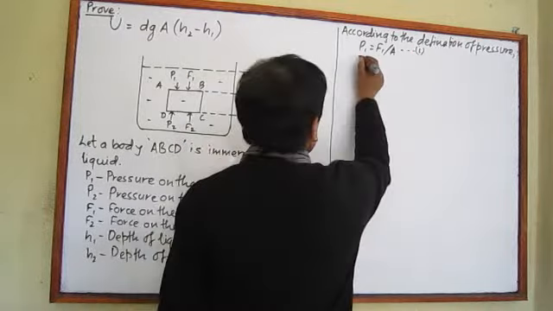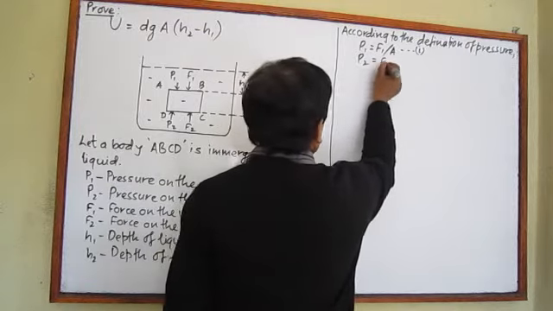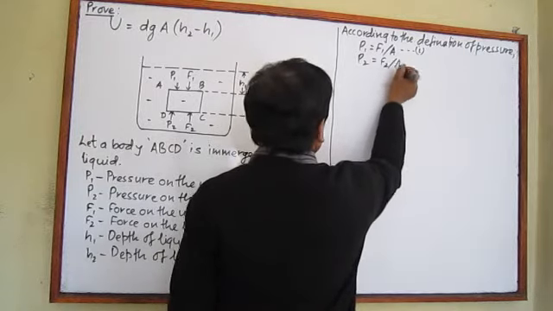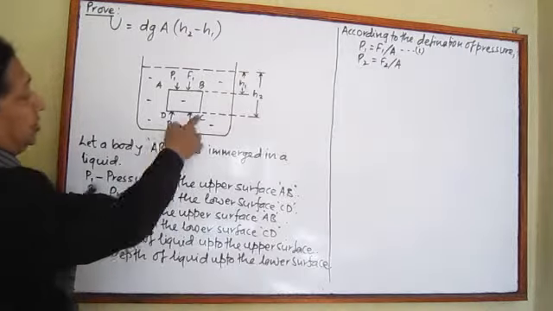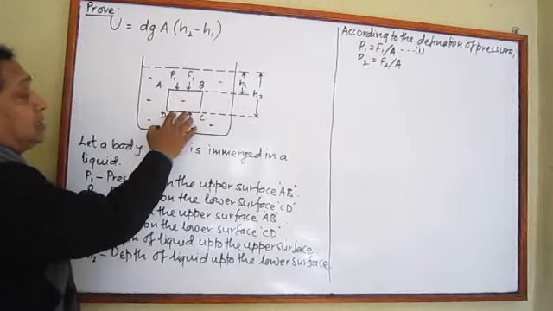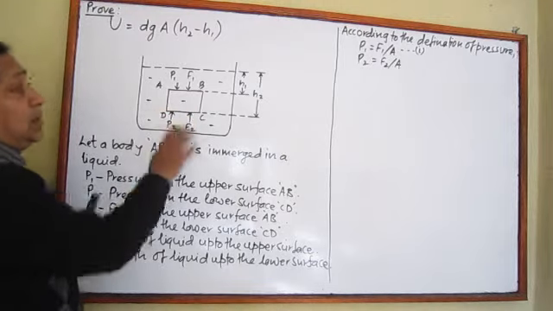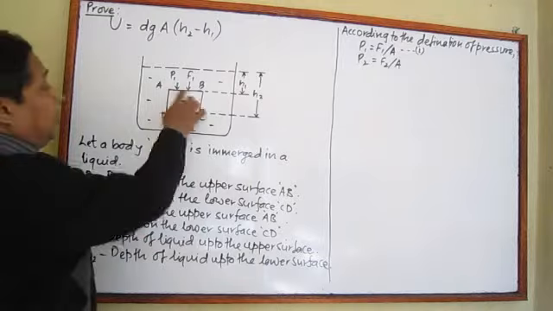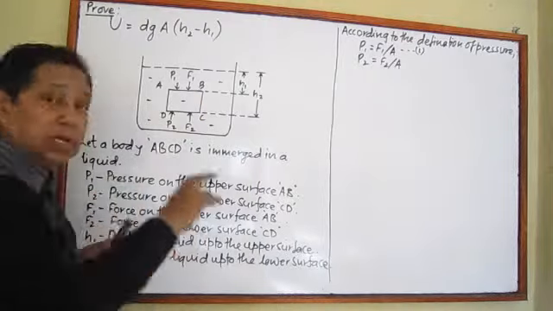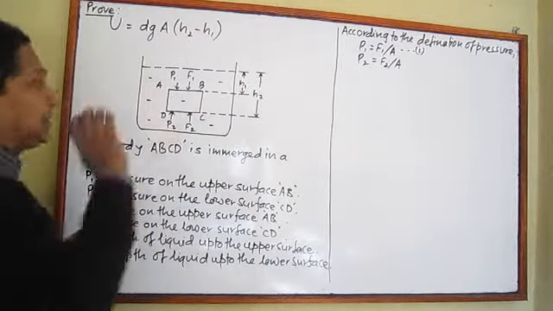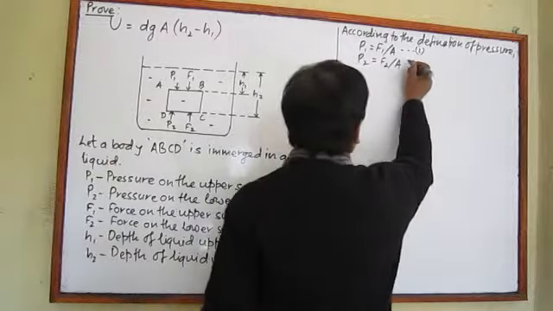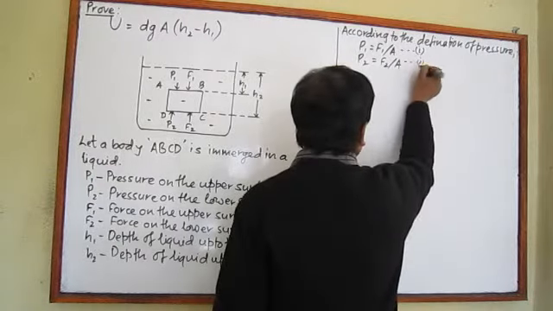And P2 equal to F2 by A. P2 means the pressure on the surface CD, and this is equal to the force acting on the surface CD, F2, upon the area of CD, A. Since the areas of AB and CD are equal, that's why I am not taking A1 and A2, in both cases A. Let's say this is equation number 2.